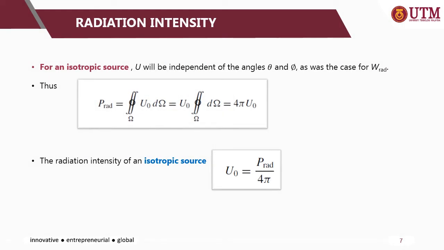For an isotropic source, U, the radiation intensity, is independent of the angles theta and phi. For an isotropic source, P rad is equal to U naught, the radiation intensity of an isotropic source, multiplied by the solid angle. For a sphere, the solid angle is simplified to 4 pi steradian. So this is an isotropic source, when the maximum radiation is equal in all directions. The radiation intensity for an isotropic source may be simplified by this equation: P rad, the power radiated, divided by 4 pi.